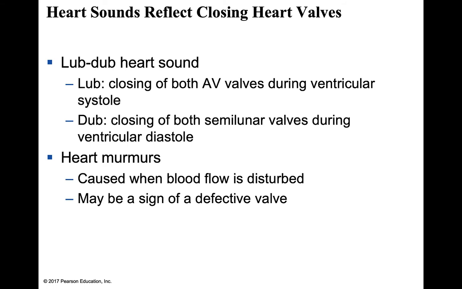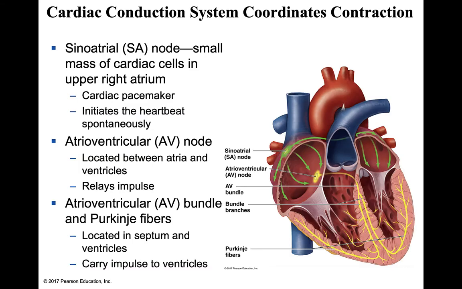Now, you may know of someone that's been told that they have a heart murmur. A heart murmur is what happens when blood flow is disturbed, and usually it's an issue with the valve. So there's actually regurgitation, and blood is typically moving in the wrong direction. Now, these can be fixed surgically. You may have heard of someone getting a valve replacement, and that's generally what's happening to replace a defective valve.